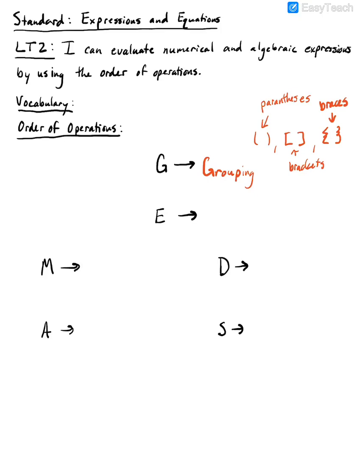The next one would be exponents. And we talked about that in the last learning target. Then we have the next level, which is multiplication and division. Now these two go hand in hand. They're at the same level together, that's why they're side by side here.